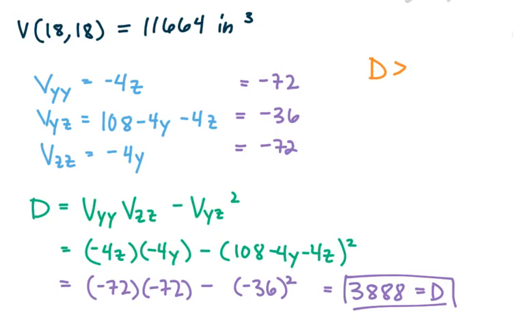Well, the discriminant is greater than 0, and what that means is there will be a max or a min. If it is less than 0, it's a saddle point, and if it's equal to 0, we can't draw a conclusion. But because this was a number greater than 0, we know that 18, 18 represents a max or a min. And if we want to prove that it's a max, we need to show that VYY is negative, and that is true here. So because VYY is less than 0, we know it is not a min. There is a maximum.